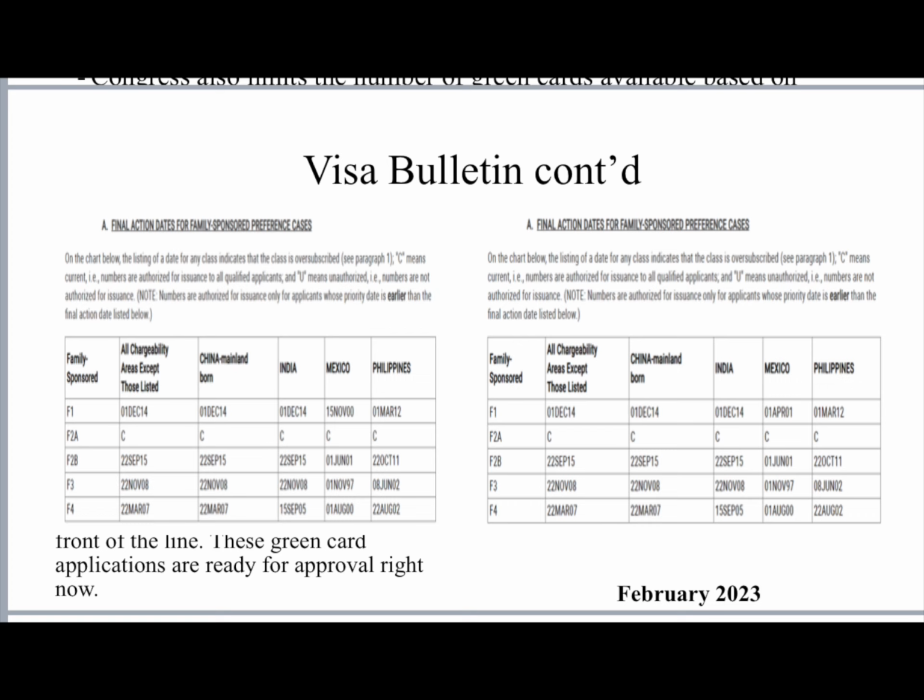So for January, we realized that for the F1 category, the priority date listed was the 1st of December 2014. What this means is if you have a priority date before the 1st of December 2014, you are current, meaning there is a visa available for you, right?